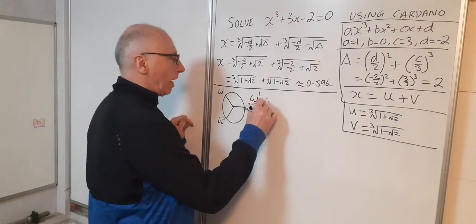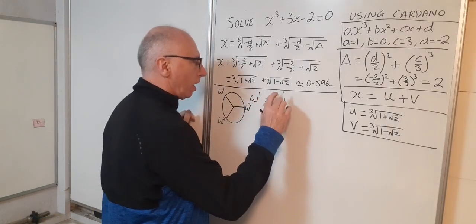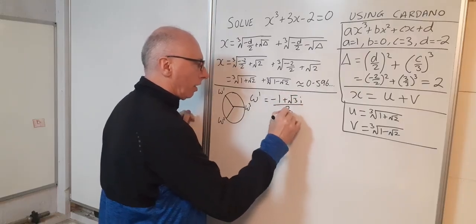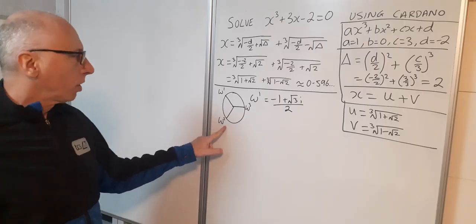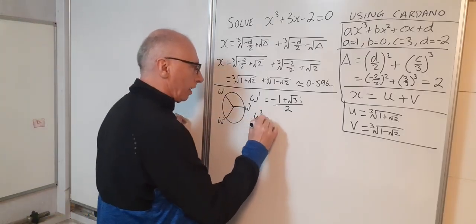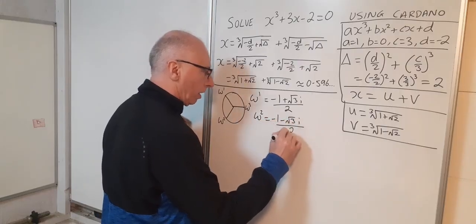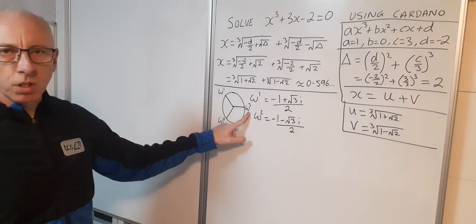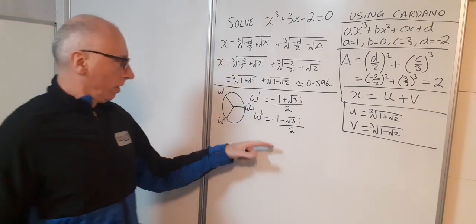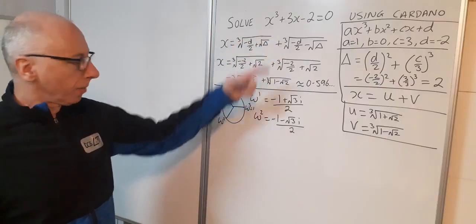So this one, as there's 3 solutions, I'll have minus 1 plus root 3i over 2. Then omega 2 will be this number squared, which will give me minus 1 minus root 3i over 2. Then obviously omega cubed gives me 1, so I'll just put there that equals 1. So that's my 3 primitive roots of unity as we're dealing with a cubic.